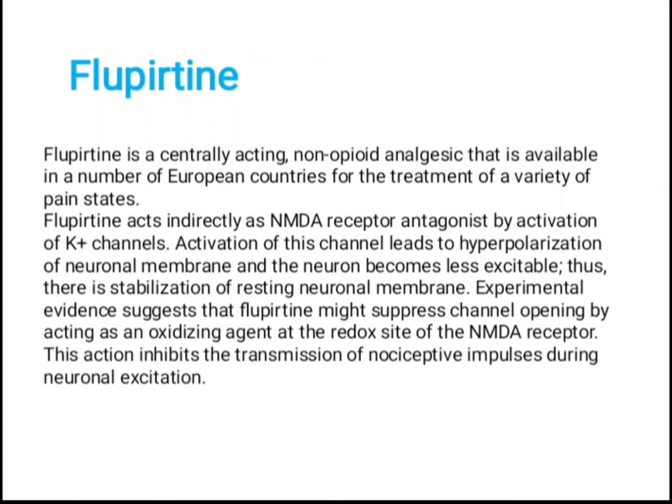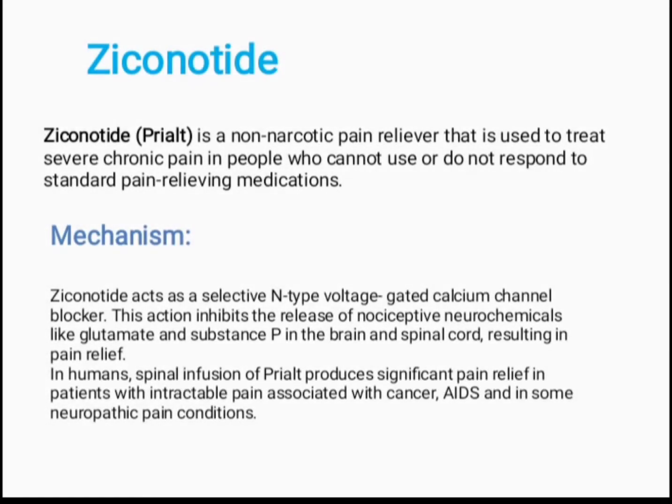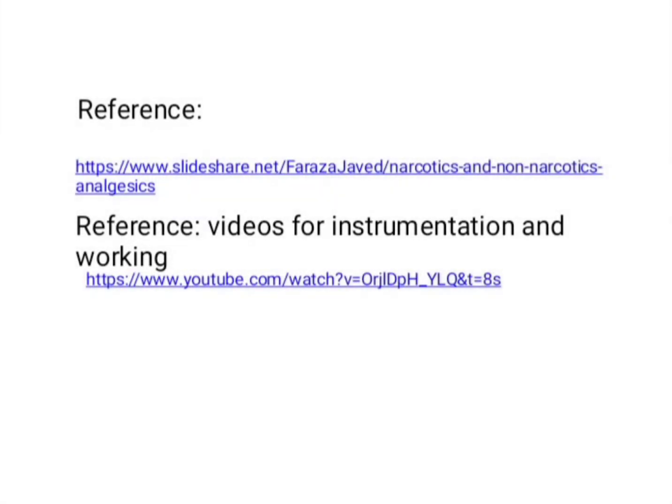Flupirtine. Flupirtine is a centrally acting non-opioid analgesic that is available in a number of European countries for the treatment of a variety of pain states. Then ziconotide. Ziconotide is a non-narcotic pain reliever that is used to treat severe chronic pain in people who cannot use or do not respond to standard pain relieving medications.